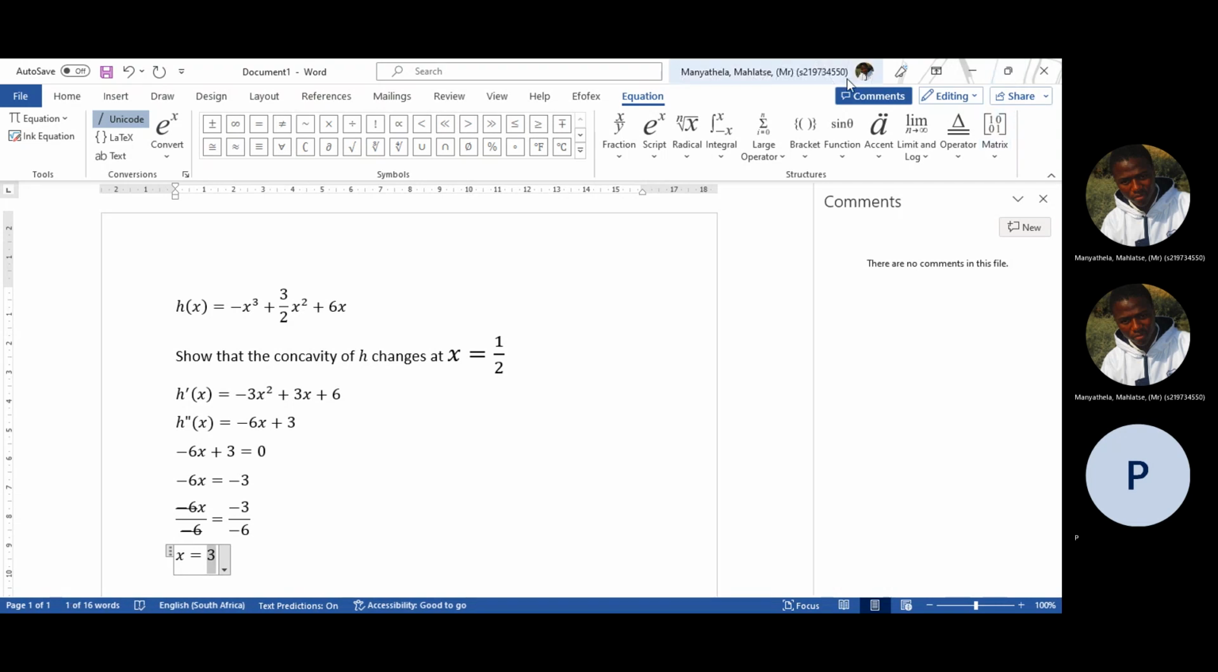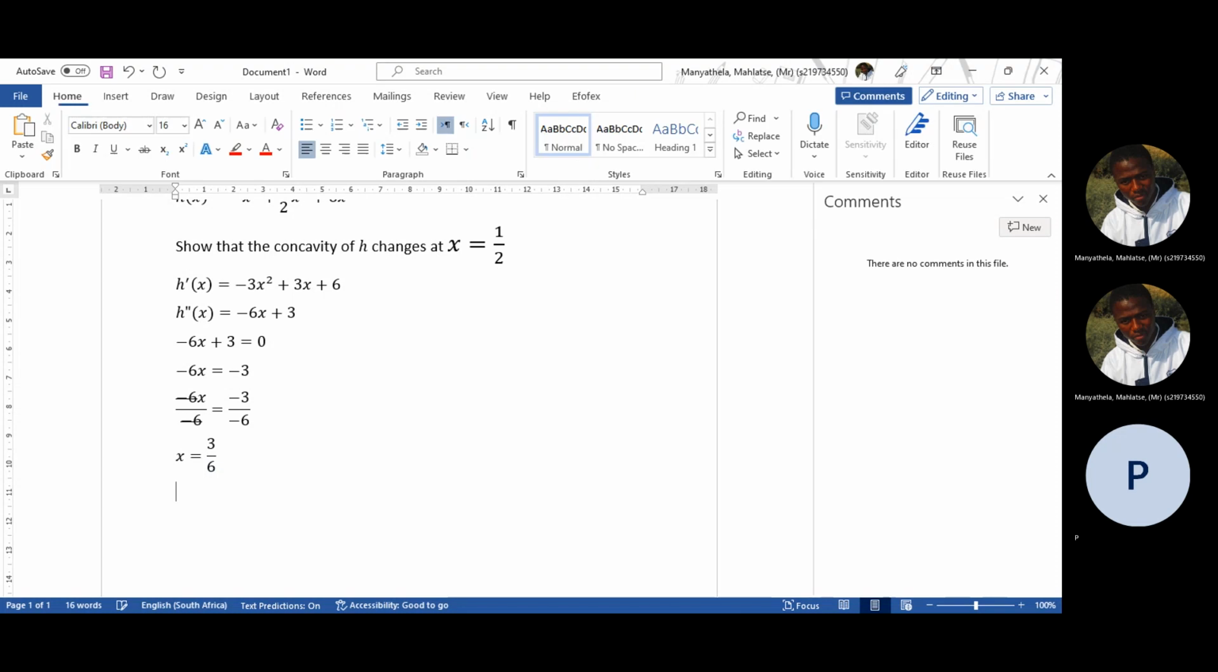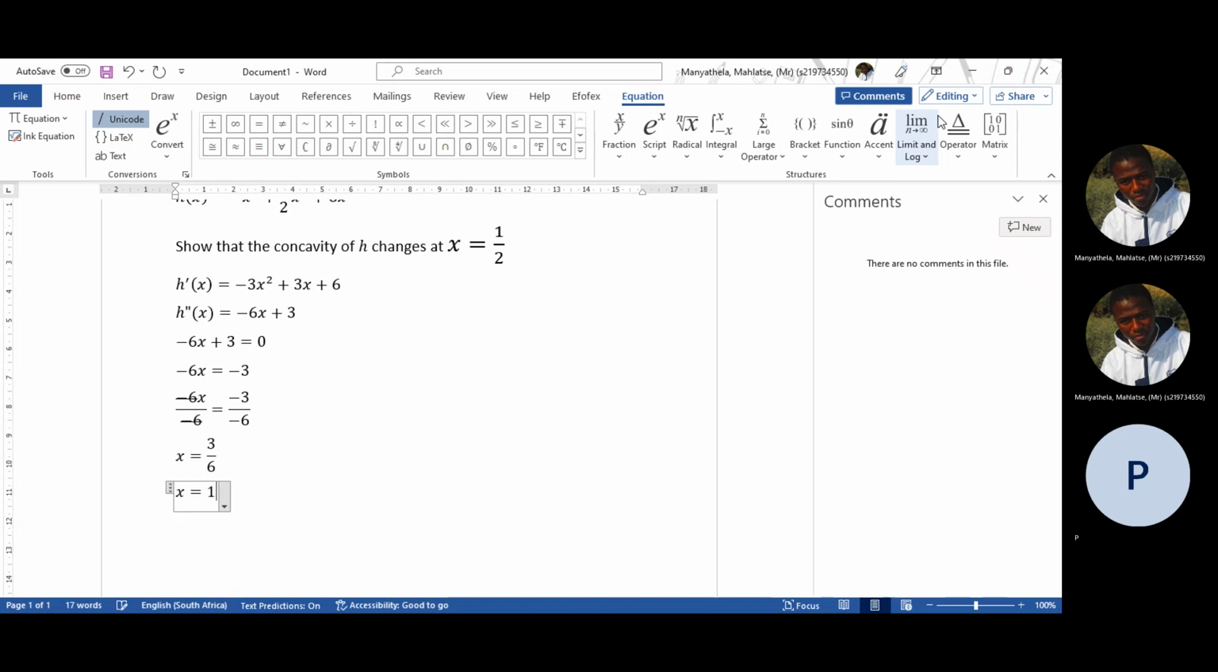3 over 6. If we simplify 3 over 6, 3 goes into 6 2 times, and 3 into 3 goes once. So 3 over 6 is the same as x equal to 1 over 2.